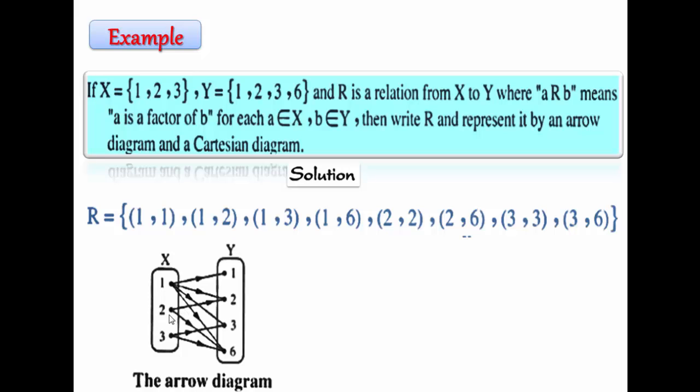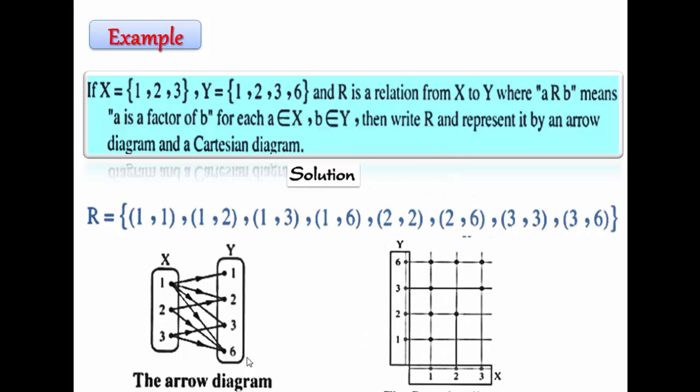What about 2? 2 will be a factor of number 2 itself and number 6. So I will join it to 2 and 6. I can't join it to 1 and 3, because 2 is not a factor of either 1 or 3. So I will join it to 2 and 6 only. What about 3? 3 is not a factor of 1 or 2, but it is a factor of 3 and 6. So I will join 3 to 3 and 6.